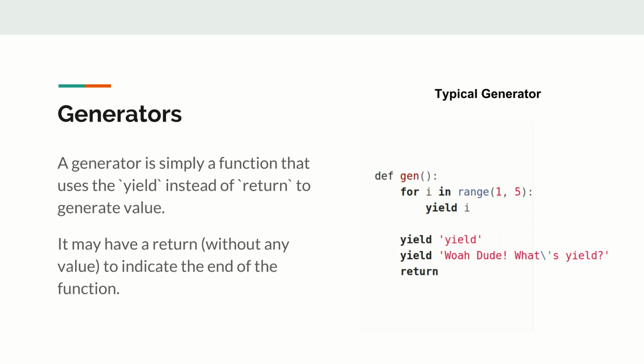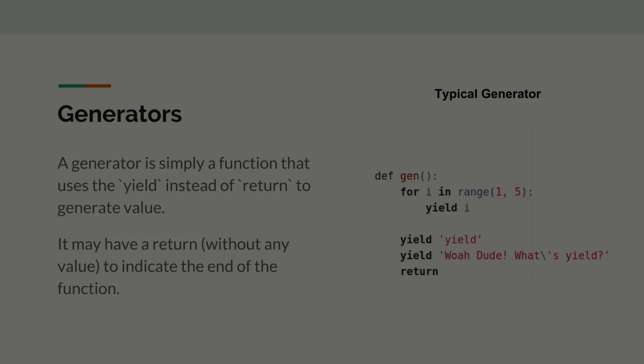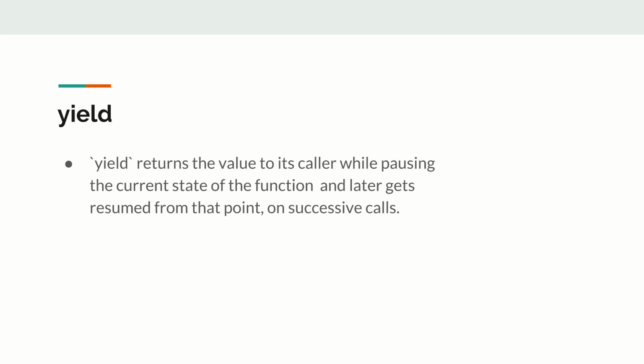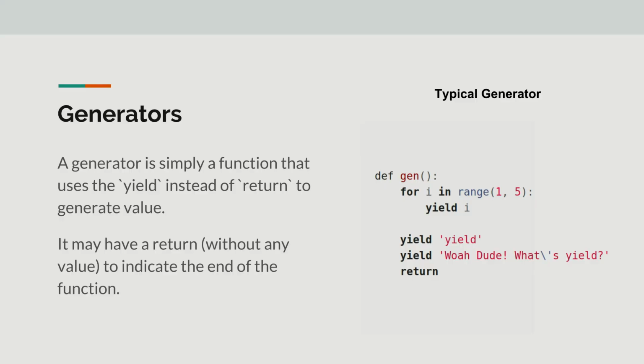Now let's move to the next point of the yield, and let's see what it says. So it says that yield comes in handy when we want to iterate over a sequence, but we don't want to store the entire sequence in memory. So let's see what this really means, right? If you go back to the generator function over here, you can see a variety of values being returned, right? So in this for loop, the values 1, 2, 3 and 4 get returned. Over here the two strings get returned.